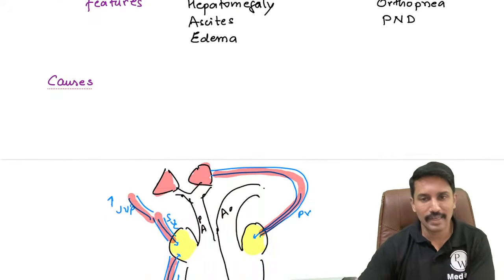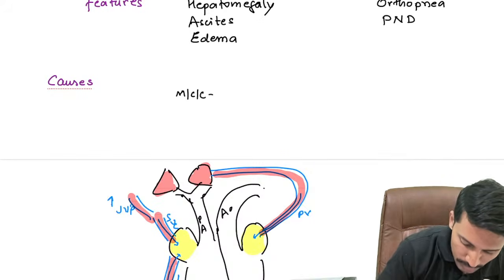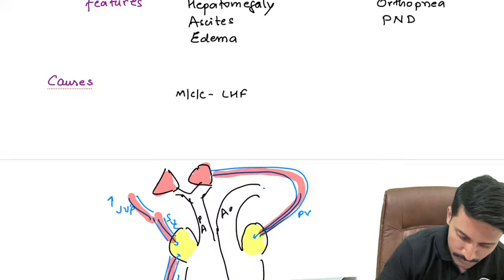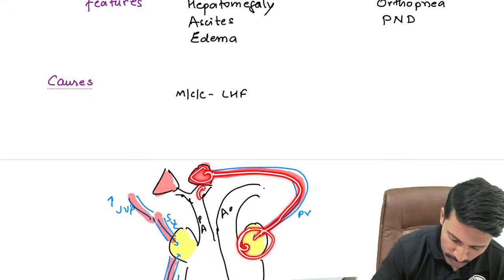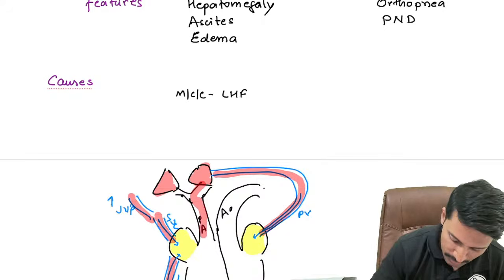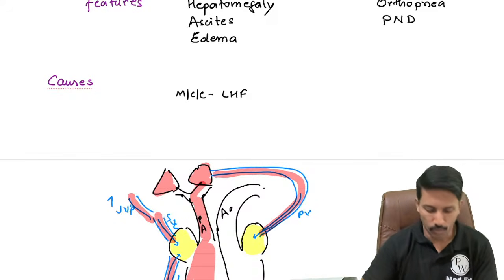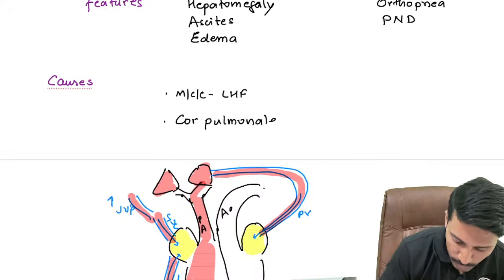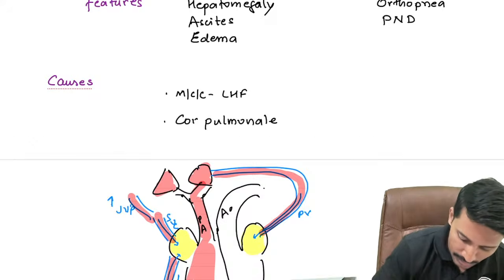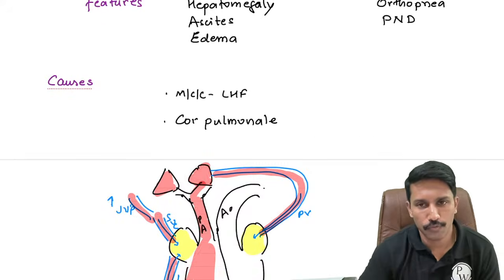What can cause the right heart failure? The most common cause for right heart failure is left heart failure. Because if the left heart fails, the pressure in the pulmonary vein increases, lungs increases, eventually pulmonary artery pressure increases, then right heart also fails. Okay. What else can cause the right heart failure? Cor pulmonale. What is cor pulmonale? Pulmonary hypertension because of lung disease resulting in right heart failure.